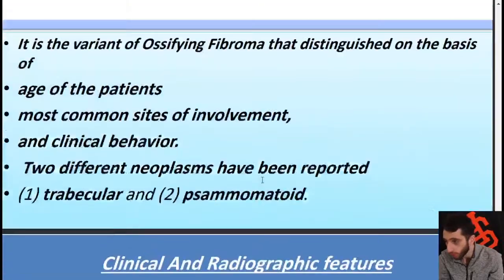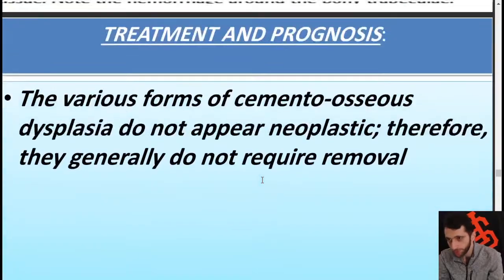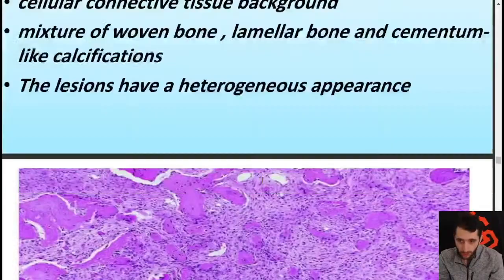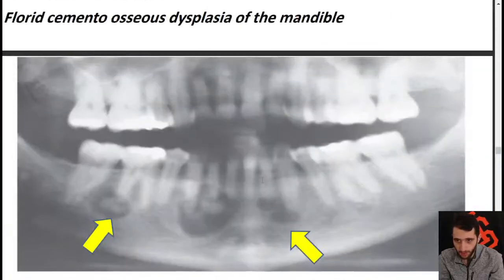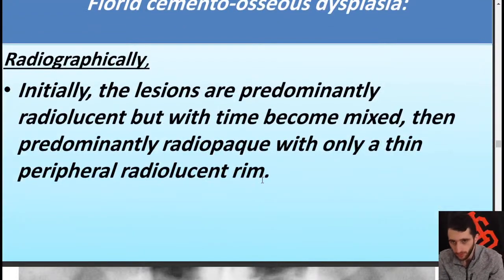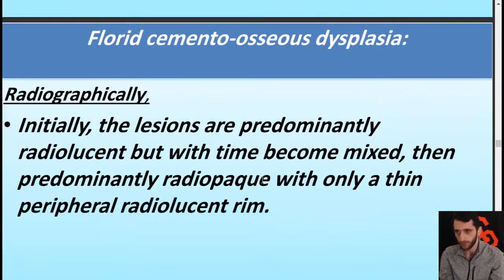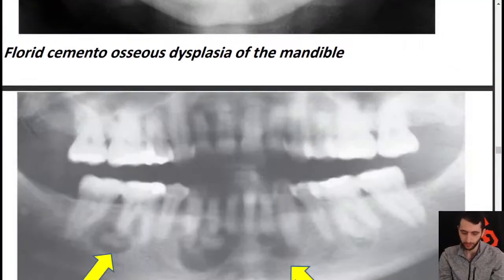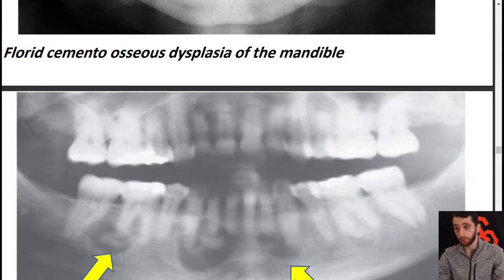We will not go to the ossifying fibroma, but we'll talk about cementosis lesion histopathology. After we talked about radiography, fluoride, cementosis fibroma, cementosis fluoride cementosis dysplasia. We talked today about many things actually.